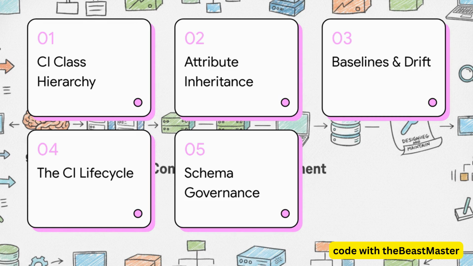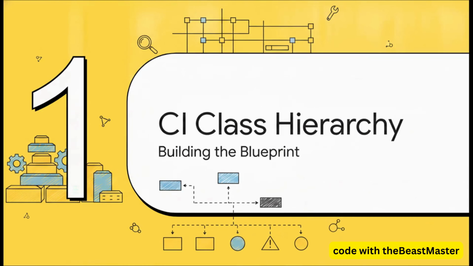Here's our step-by-step roadmap for today. We are kicking things off with the CI class hierarchy, then we will move into attribute inheritance. After that, we are going to cover baselines and system drift, look at the CI lifecycle, and finally wrap the whole thing up with managing schema governance.